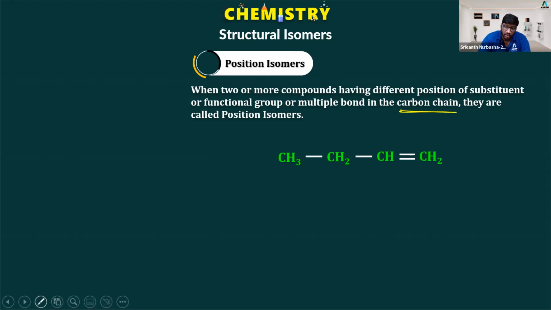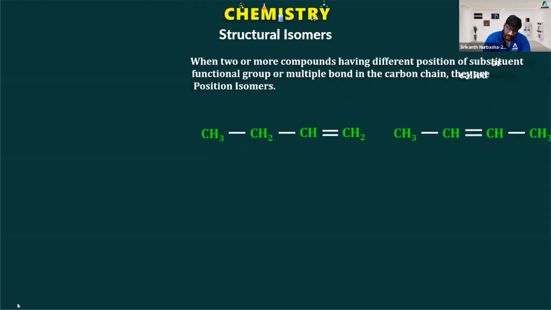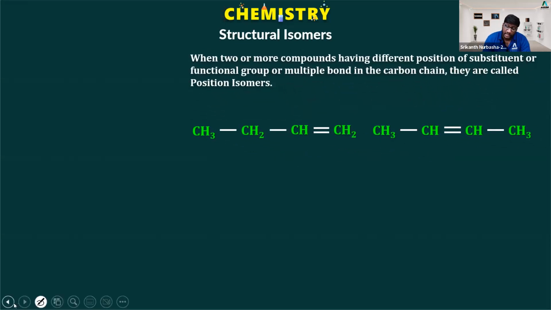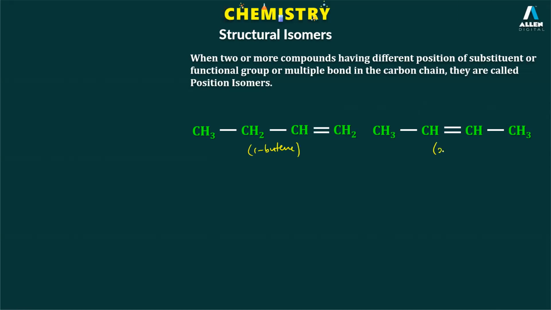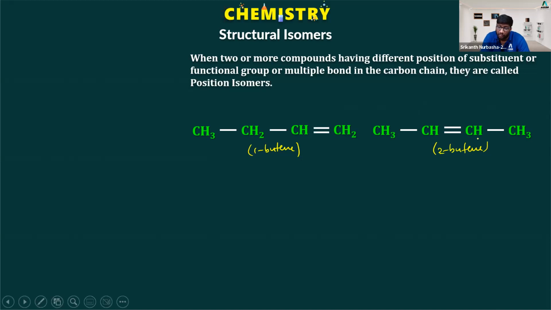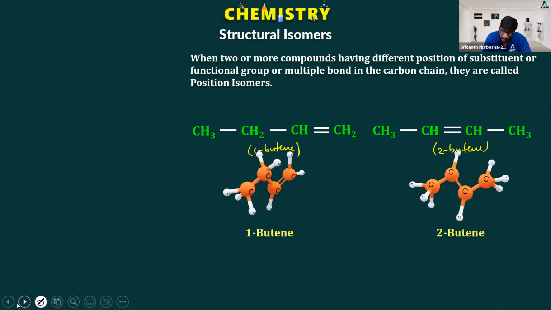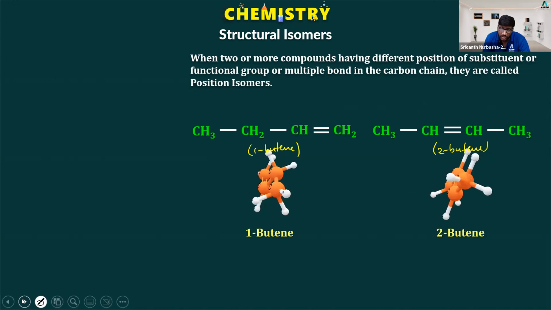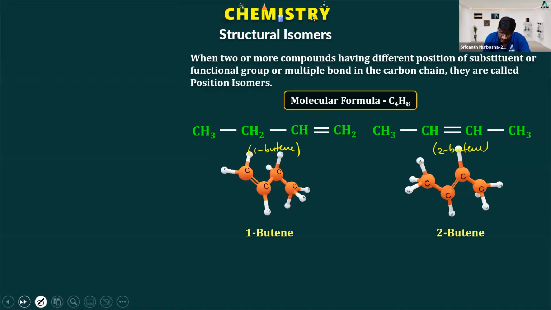CH3, CH2, CH double bond CH2. CH3 single bond CH double bond CH, CH3. What are these? The first one is said to be 1-butene. The second one is said to be 2-butene. So there is a difference in the multiple bond position, so they can be included in the positional isomers. 1-butene and 2-butene are positional isomers because the double bond position has been changed.